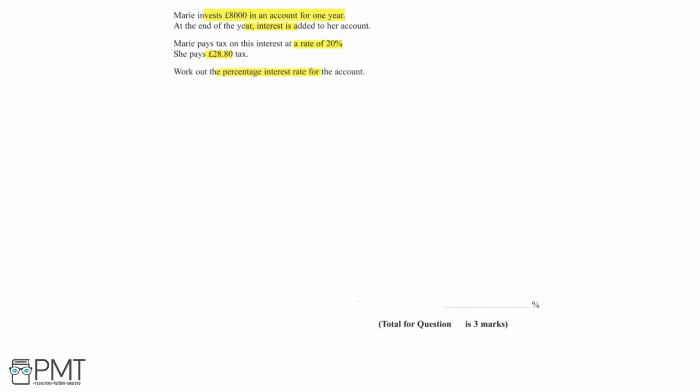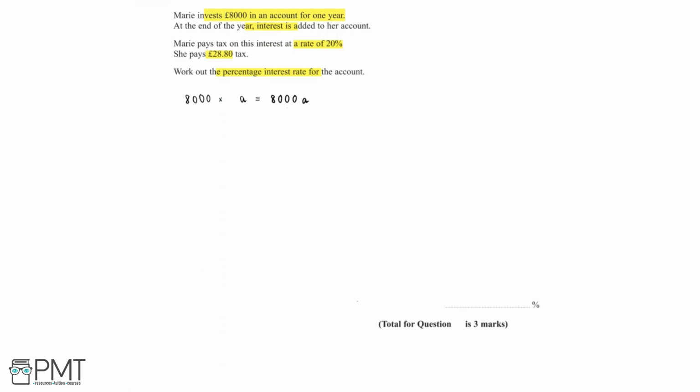Now if interest is added to her account, she multiplies by a certain percentage multiplier in order to get the final amount in her account after 1 year. Let's say we have an increase of 2%. This would be multiplied by 1.02. And since this money is only in her account for 1 year, we'd have 1.02 to the power of 1. But we don't know what the percentage interest rate is. That's what we need to find out. And so we can say that this multiplier is equal to A. And we'll find out the value of A later in this question.